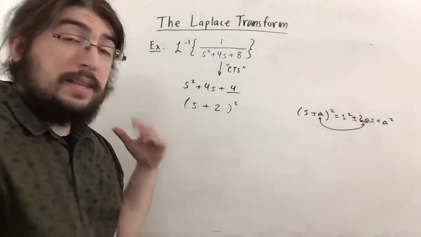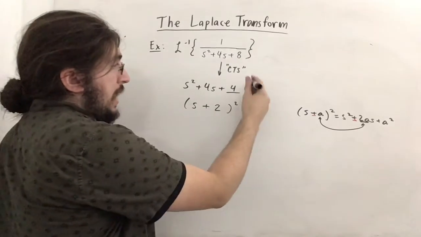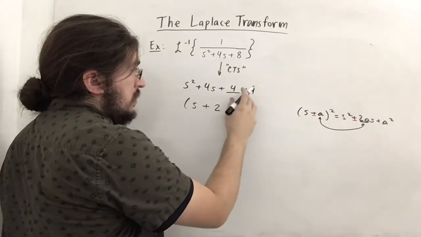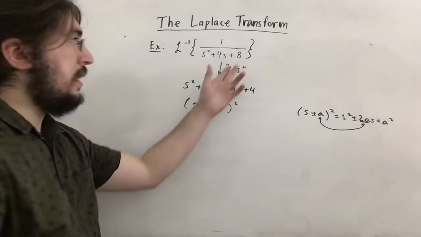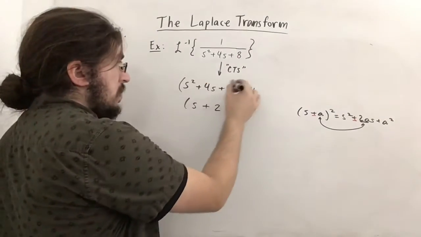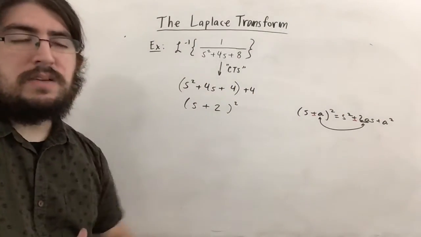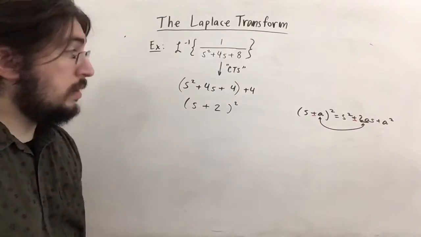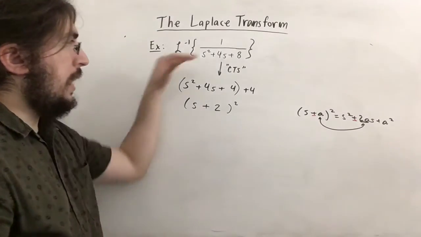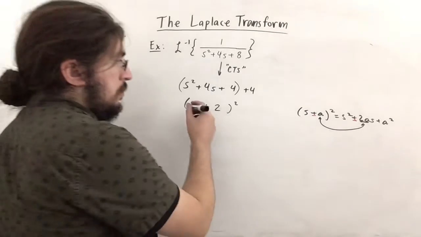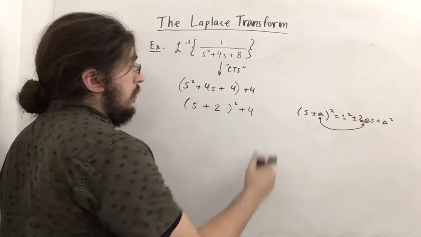Okay? And the nice thing about this is, since we had 8, then 4 plus 4 is 8. So what we've done is we've written this in a way such that we have a completed square. Which I know sounds a little funny, but that's actually what you would do in this case. So we can rewrite our denominator as s plus 2 quantity squared plus 4.